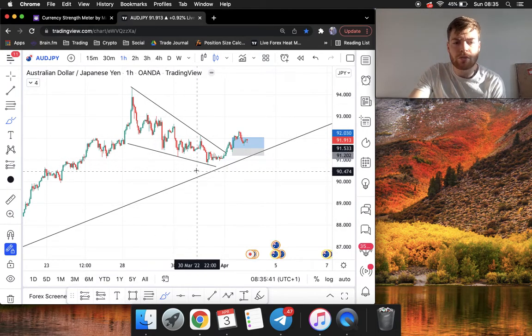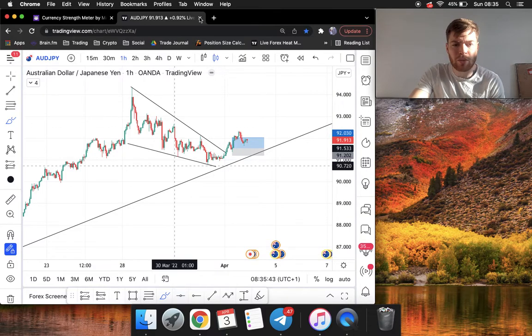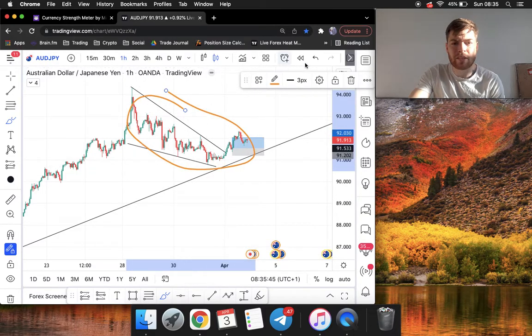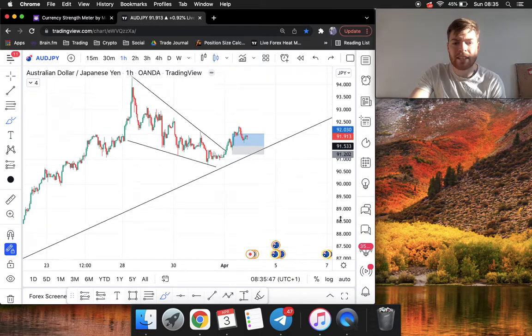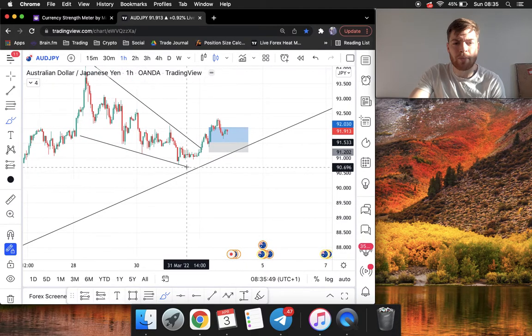So I'll just show you guys real quick. As I said, I had this overall flag pattern, alright? So I'd seen this, and then I was looking for my entry. As you can see, guys, the market started to push up.